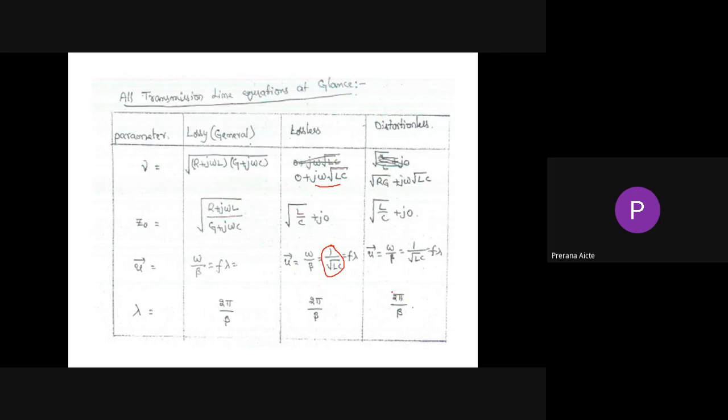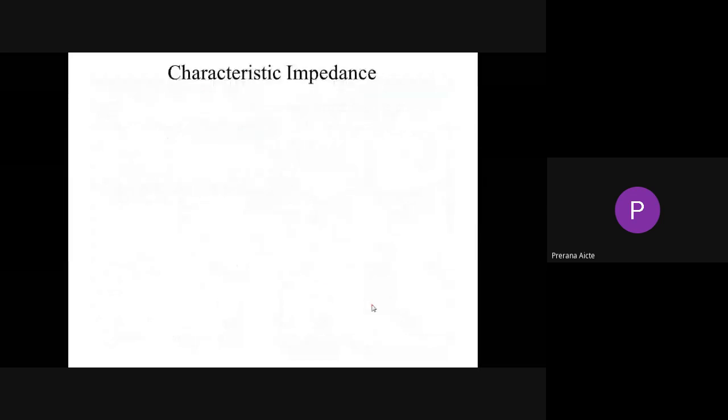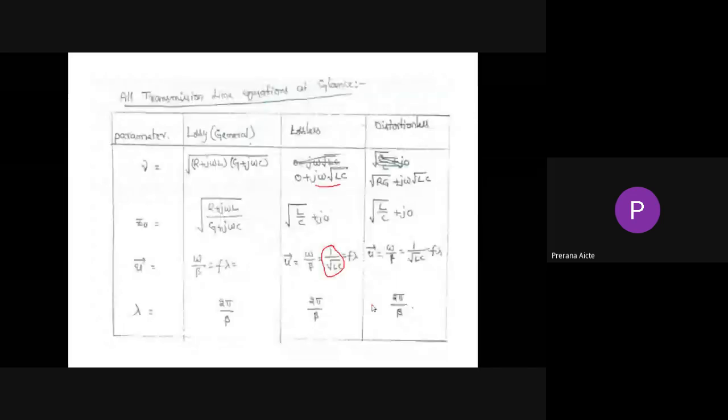So these are the topics we discussed today. Next. Any doubts in this one? Any doubts? Any doubts?